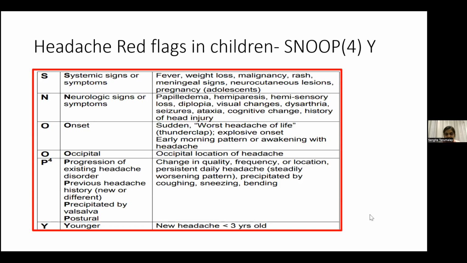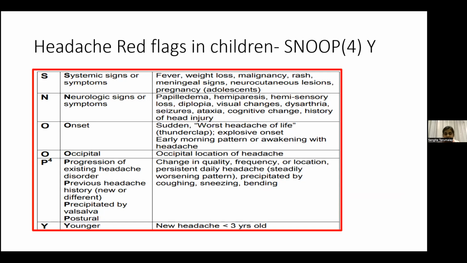And this is a nice acronym, which summarizes the headache red flags in children. They call it SNOOPY, but the P has 4 features. So if there's any of these signs or symptoms, red flags, you need to do something about it. The first S, any systemic signs or symptoms: fever, weight loss, any evidence of malignancy, rash, infections. This kind of symptom would trigger a red flag.